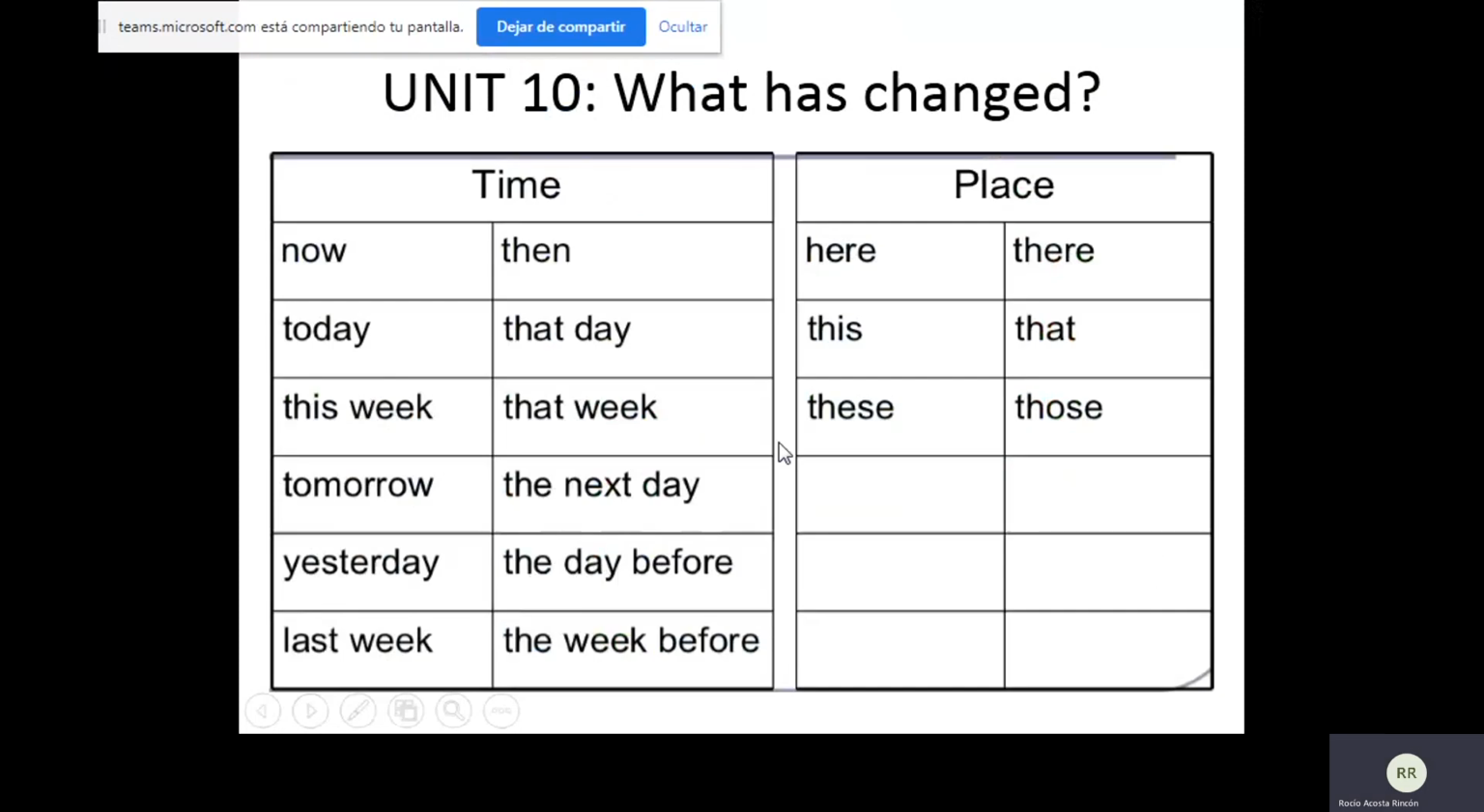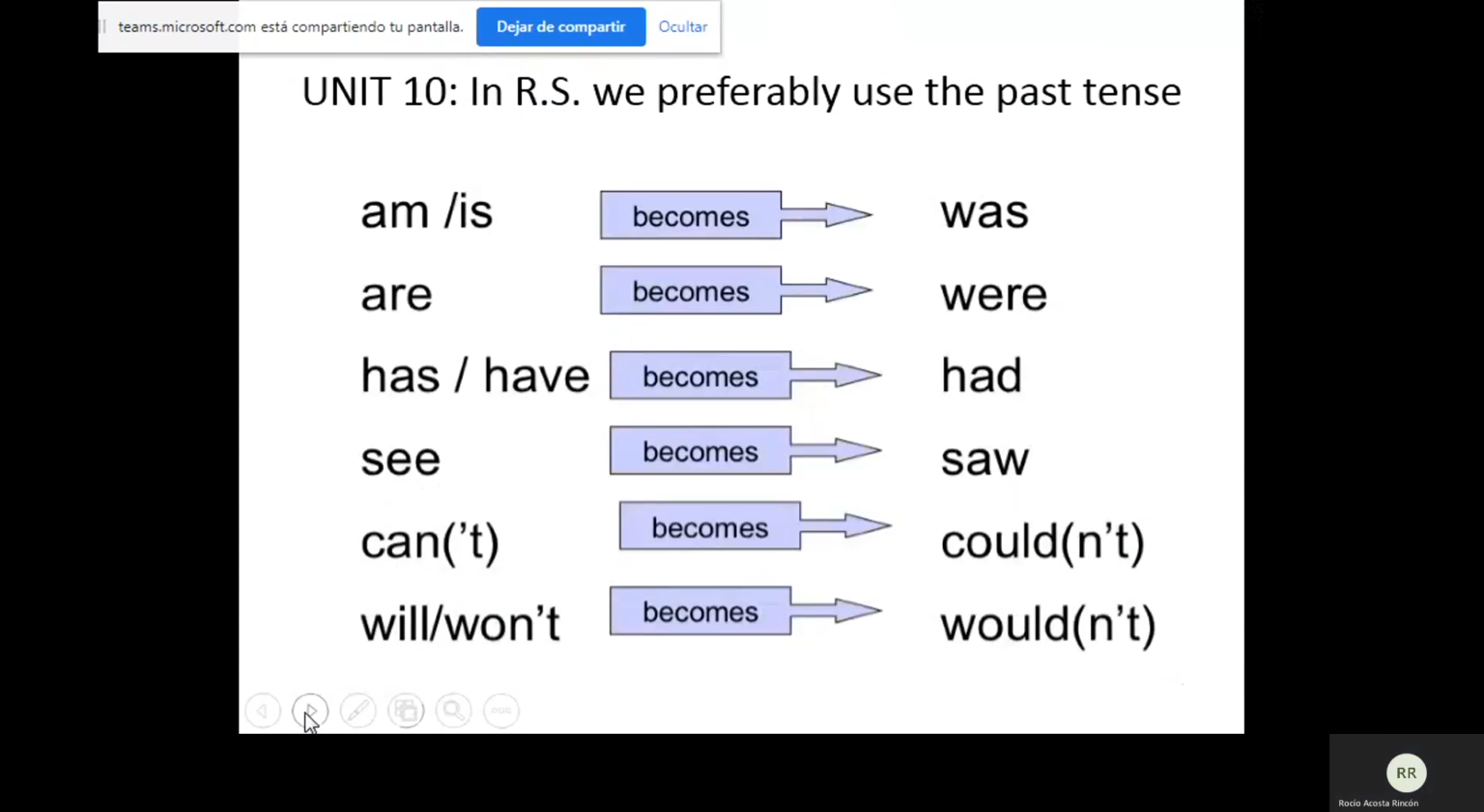Okay. Now, there are some expressions or words that dramatically change between direct speech and reported speech. Some words in time, for example, we have now, that changes into then. Today, that day; this week, that week; tomorrow, the next day; yesterday, the day before; and last week, the week before. And when we report an idea that includes places, we don't say here, because this is direct speech, but in reported speech, we say there; this, that, these, and those, okay, as determiners.